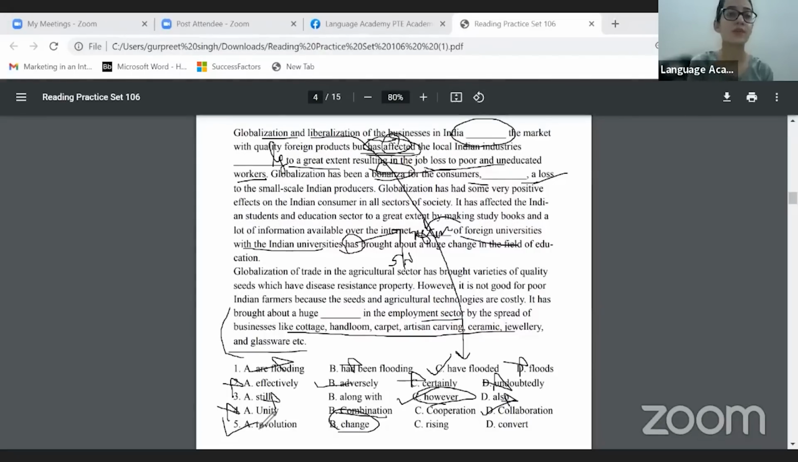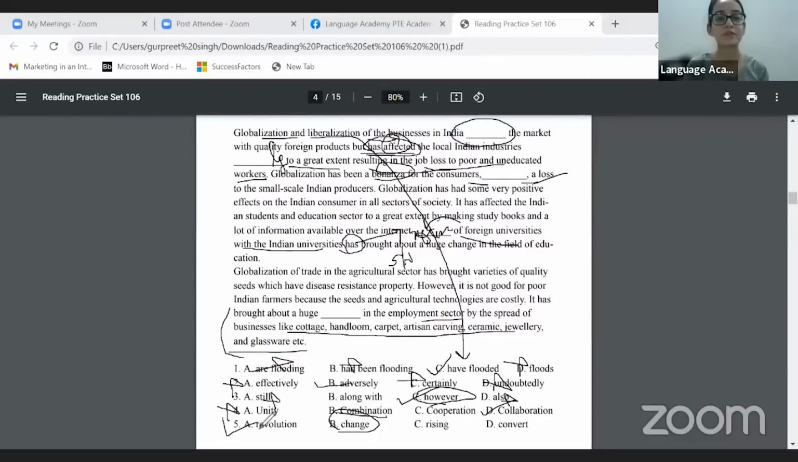When you have one side positive and one side negative, you always go with however in between if you have connectors in options. The fourth one, dash of foreign universities with Indian universities, we cannot say combination, because combination is of red and white color. It's a good combination. Blue and golden is a good combination. That's when we use the word combination. Two different countries and universities cannot be combined.